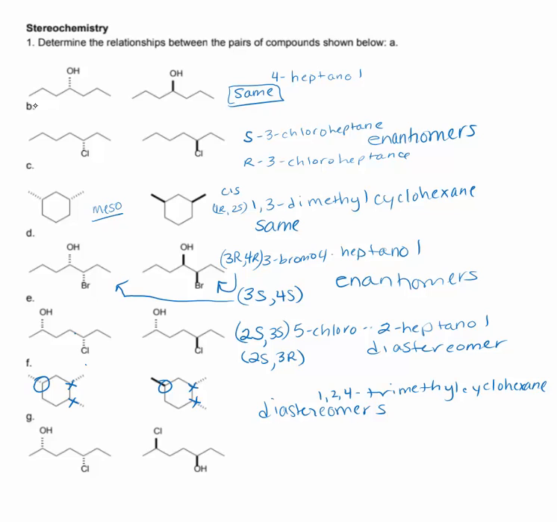If all three were opposite, then it's possible that we would have had enantiomers, and it's possible they would have been the same. We would have had to analyze.